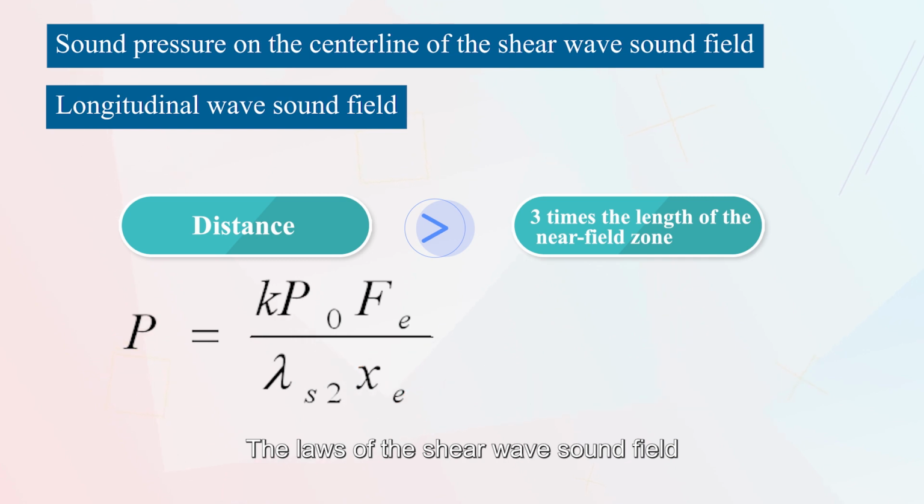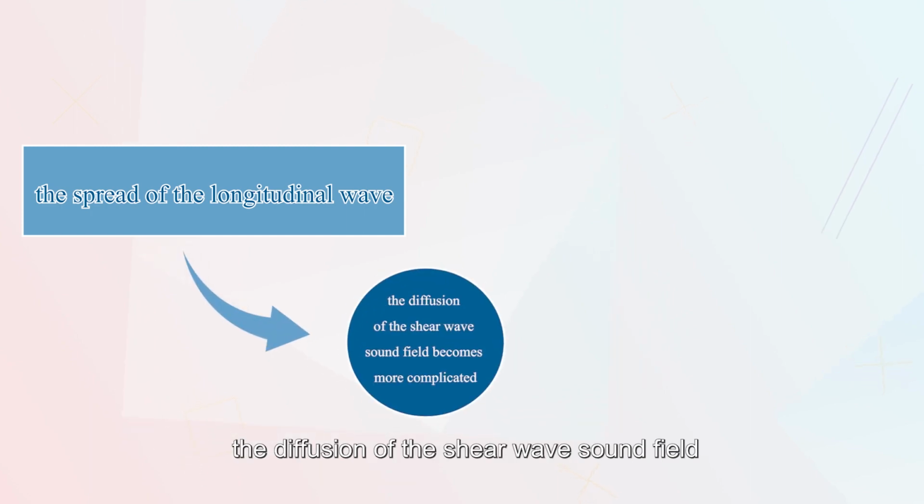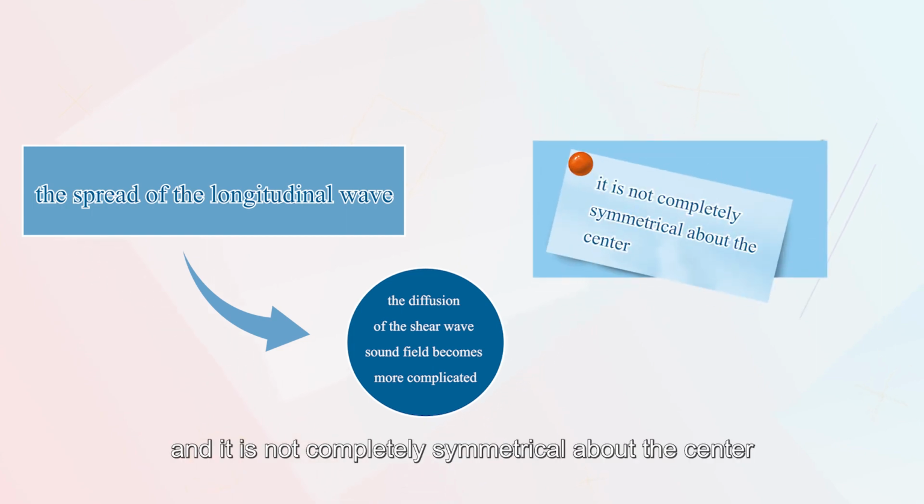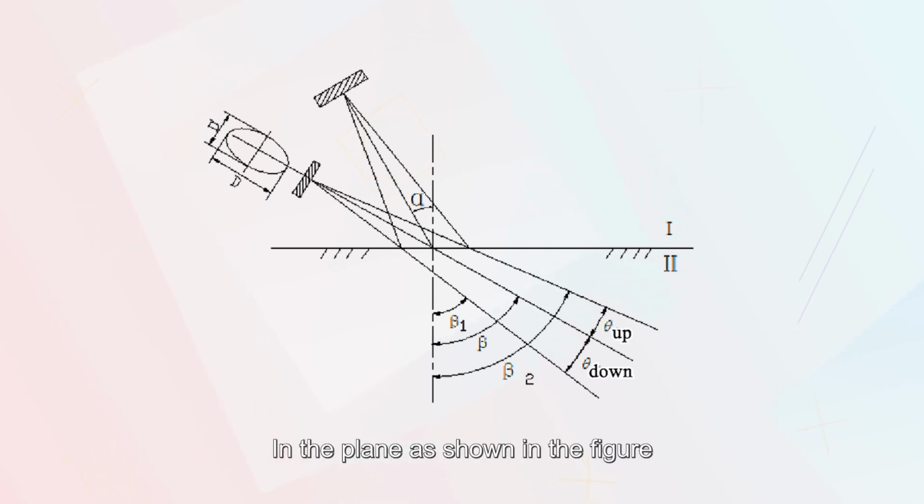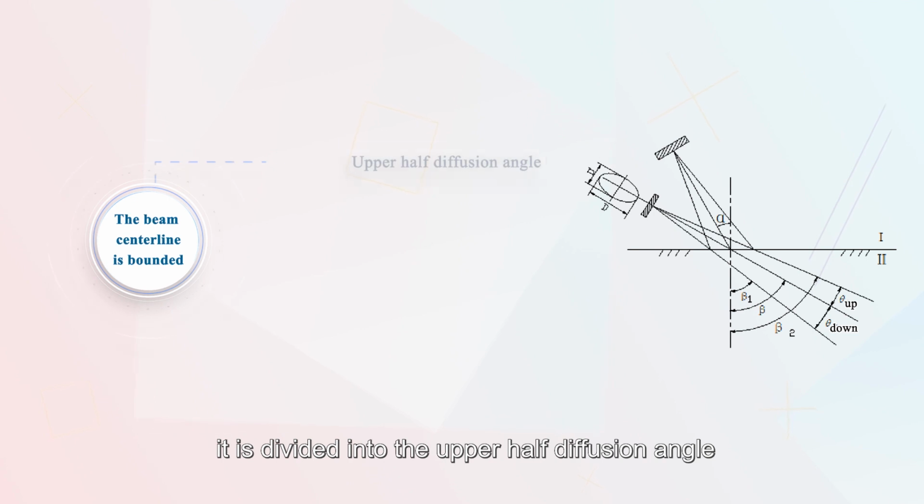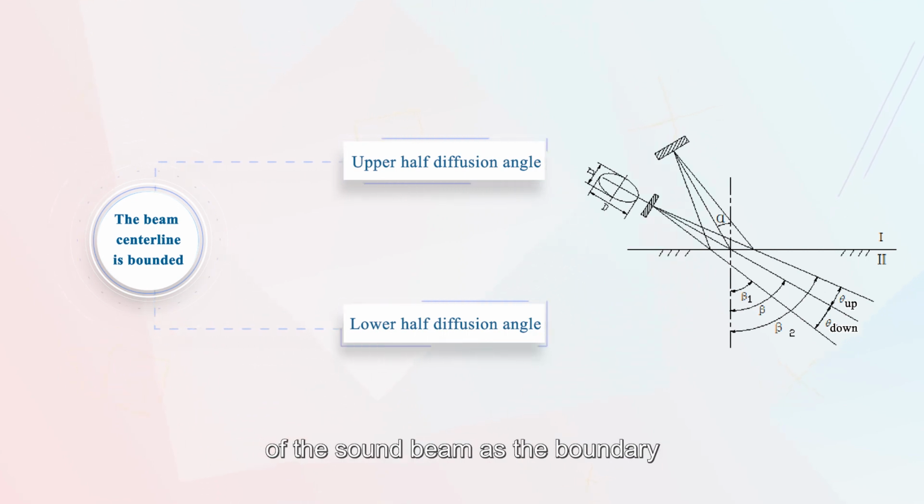The laws of the shear wave sound field just now are very similar to the longitudinal wave, but due to the spread of the longitudinal wave, the diffusion of the shear wave sound field becomes more complicated, and it is not completely symmetrical about the center. The discussion is divided into two sections below. In the plane, as shown in the figure, it is divided into the upper half diffusion angle and the lower half diffusion angle with the center line of the sound beam as the boundary.